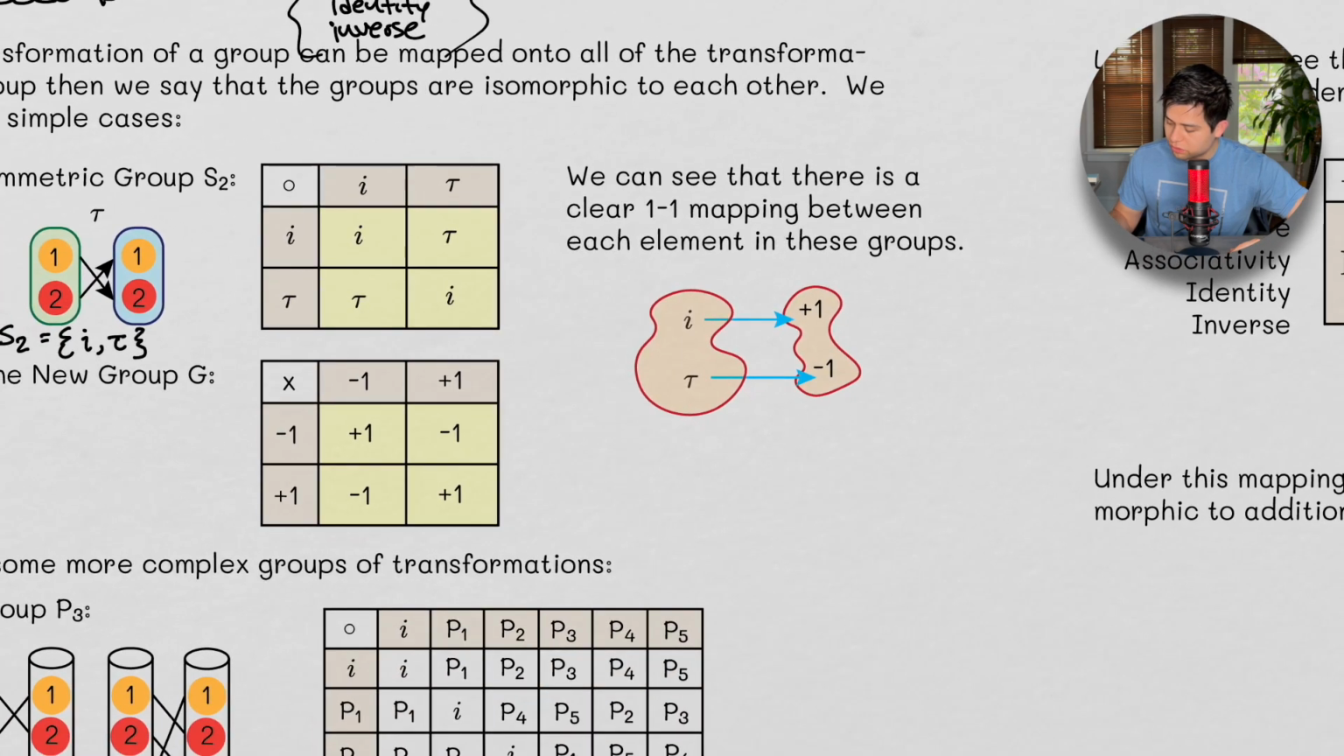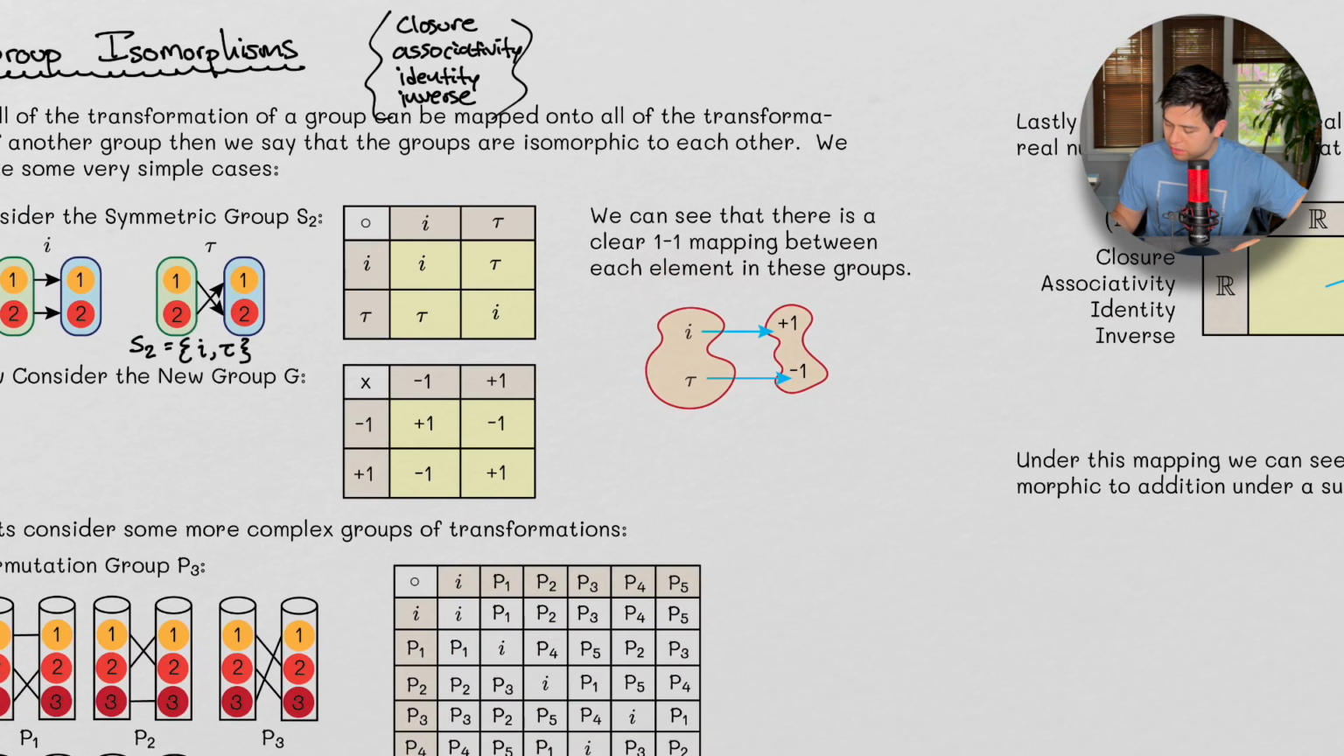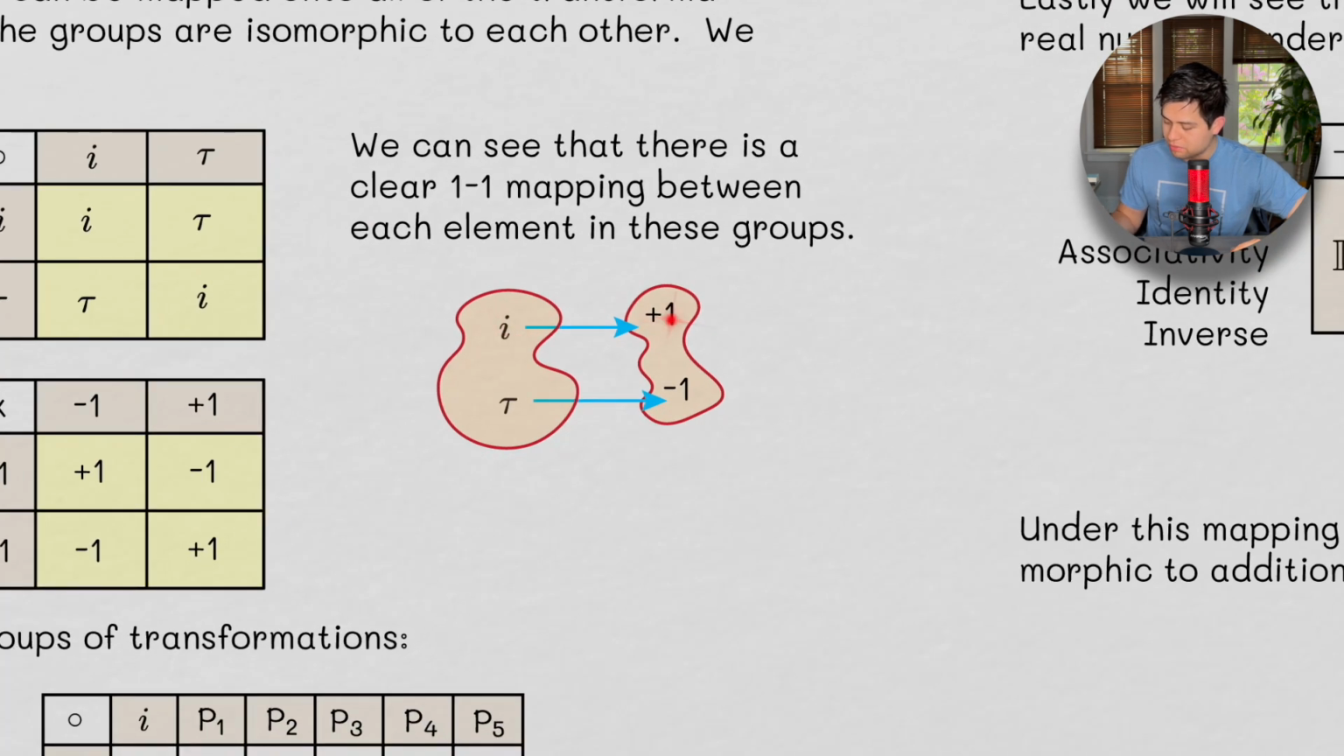So we can see that there's a clear one-to-one mapping between each element in these groups, where I is associated with +1 and tau is associated with -1. Okay, so I gets mapped to +1, tau gets mapped to -1.